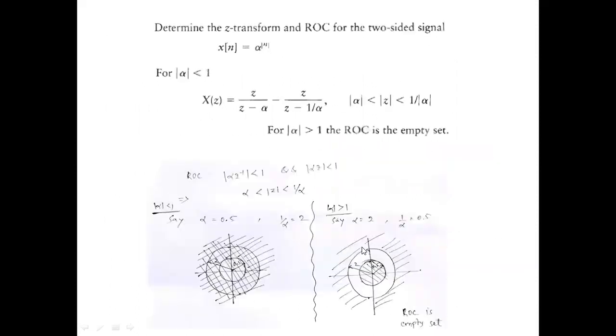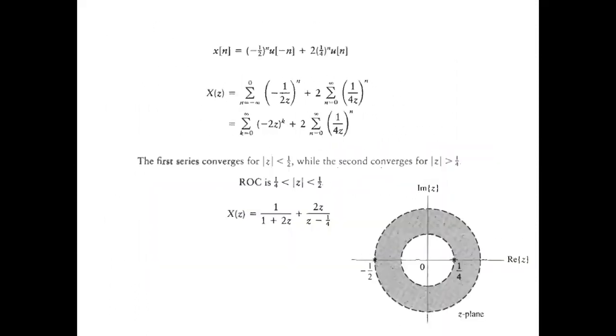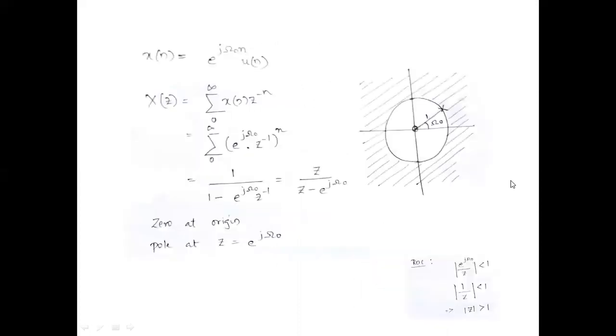Have you seen a both sided signal? You can see here, this one is right sided and this one is left sided. So the ROC turned out to be concentric. It will be a concentric ring. So that was that. Then the last property that we discussed, that's where we had to stop, right?